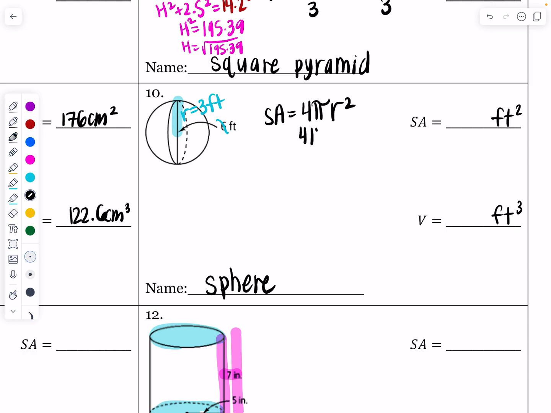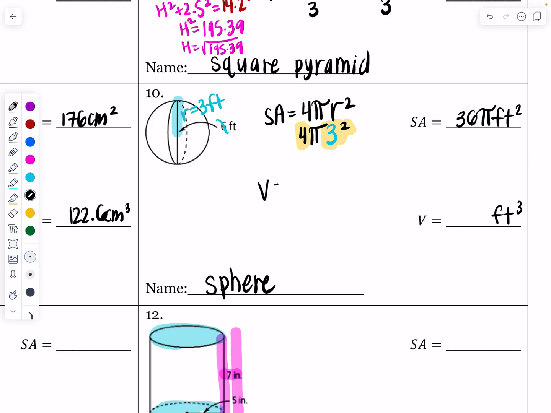So that's going to be 4 times pi times 3 squared. You're going to type into your calculator everything except the pi symbol to leave it in terms of pi. So 4 times 3 squared gives me 36. So my answer for my surface area is going to be 36 pi feet squared.